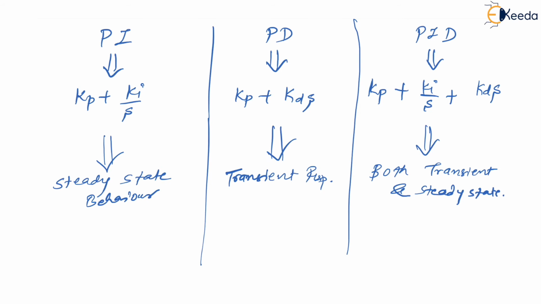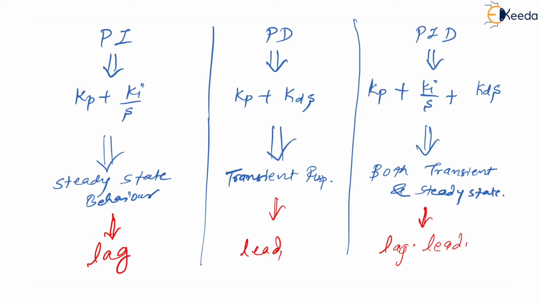Getting my point? Now, I will try to summarize it. Another thing, if you check out, PI is same as lag, PD is same as lead, and PID is same as lag lead. Now I will quickly make a summary table, and that particular summary table is enough in the compensators and controllers chapter. Believe me that.